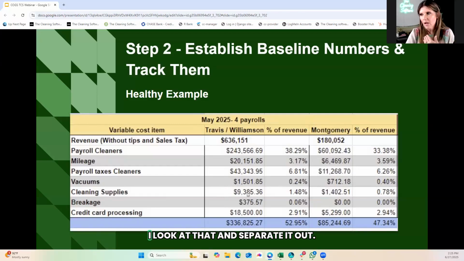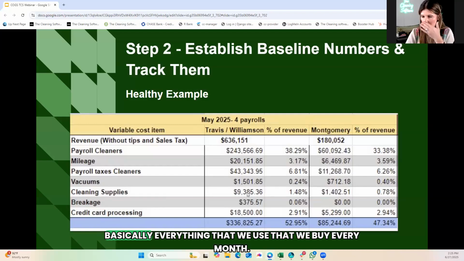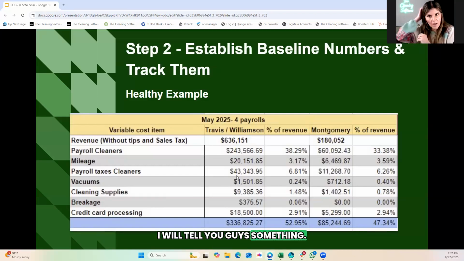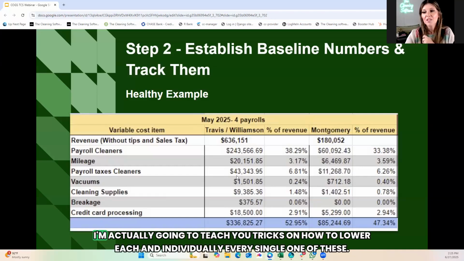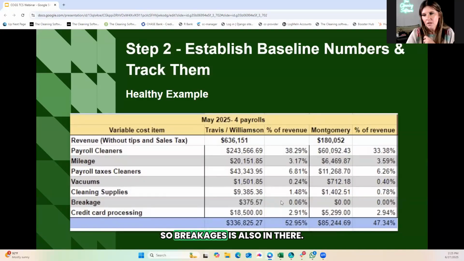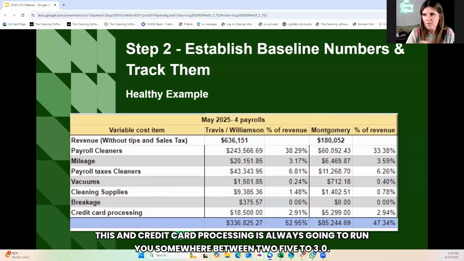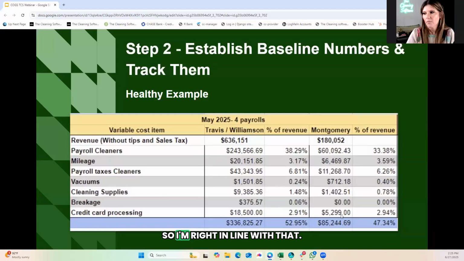Cleaning supplies, I looked at that and separated out basically everything that we buy every month. I will tell you guys a trick with supplies when we get to that point. I'm actually going to teach you tricks on how to lower each and every single one of these. So breakages is also in there. That's a pretty good percentage. And credit card processing is always going to run you somewhere between 2.5 to 3.0. So I'm right in line with that.